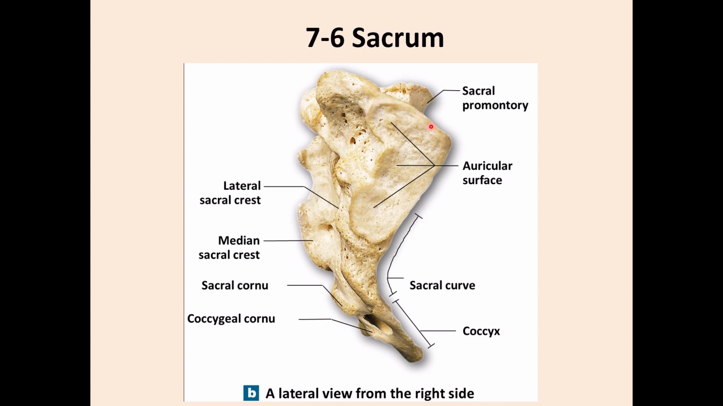This area that you see is called the auricular surface. That is an area that connects with one of the hip bones, called the ilium, and ilium is written with an I. I will come back to that in chapter 8 and show you the articulation again. You can see this bony prominence a lot easier from the side view. So this is the median sacral crest, and this is the lateral sacral crest.